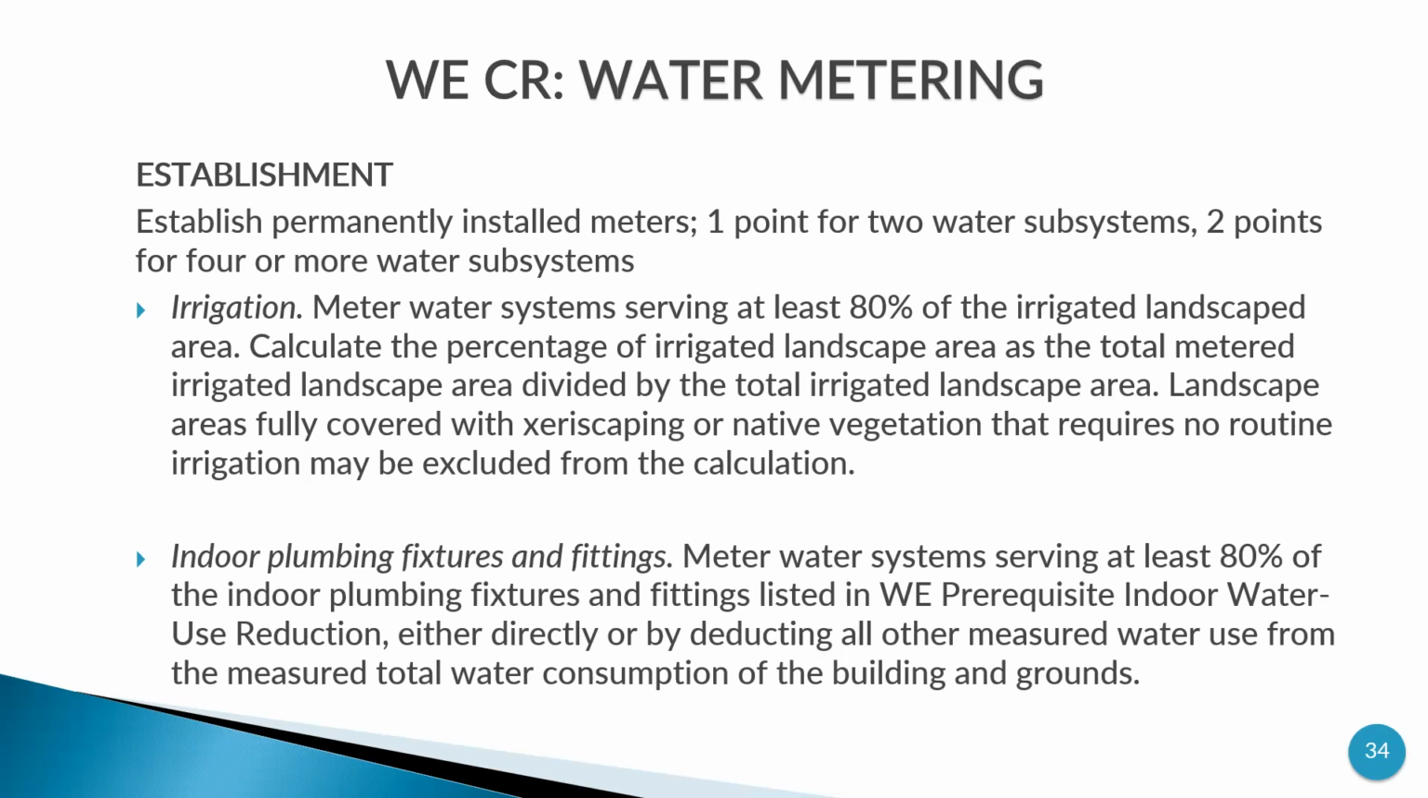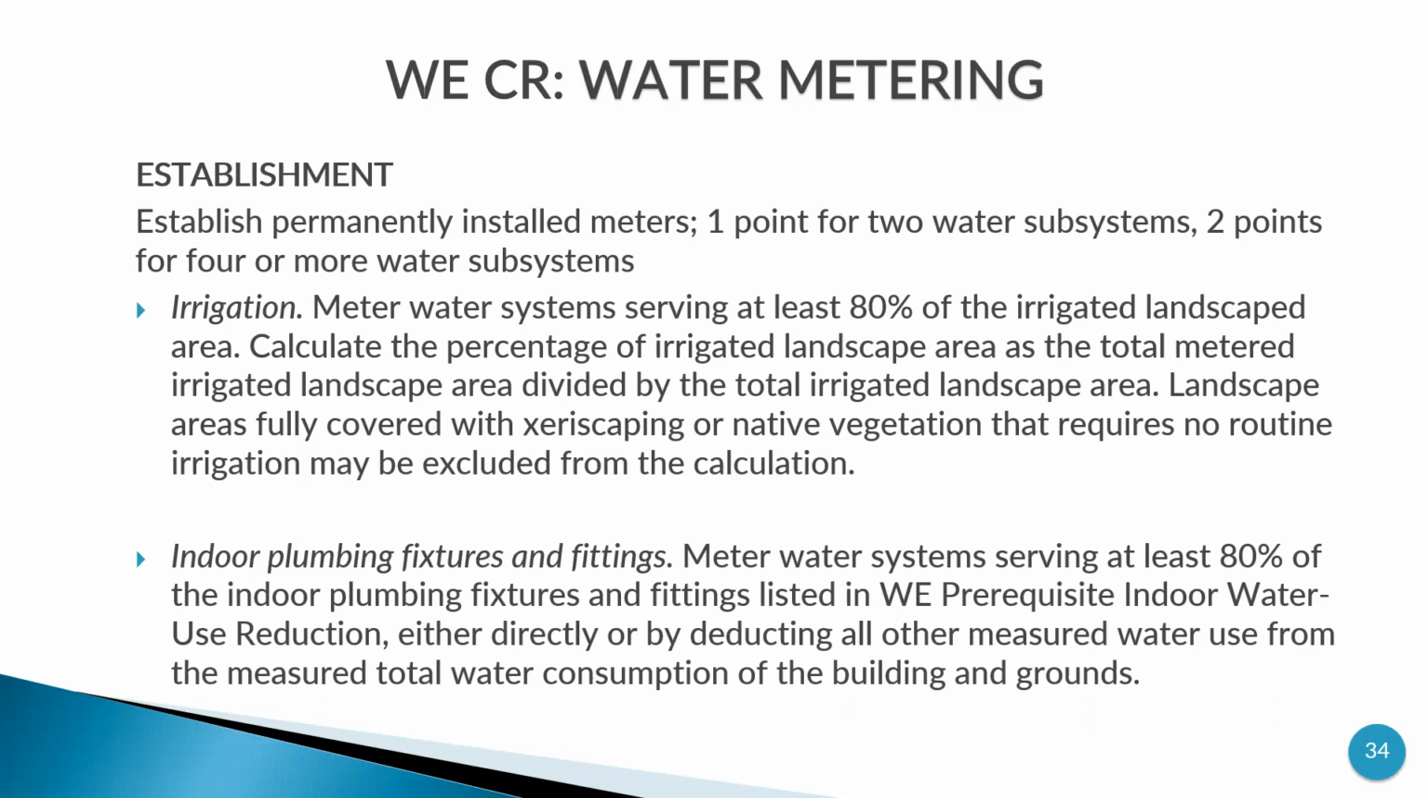Means it is not mandatory that the complete landscape area has to be metered, but whatever the metered area of that landscape is has to be divided by the total irrigated area. Landscape area fully covered with xeriscaping or native vegetation that requires no routine irrigation may be excluded from the calculation. And if there is any vegetation where no irrigation is required, then we can deduct that from the calculation. That is the second point.